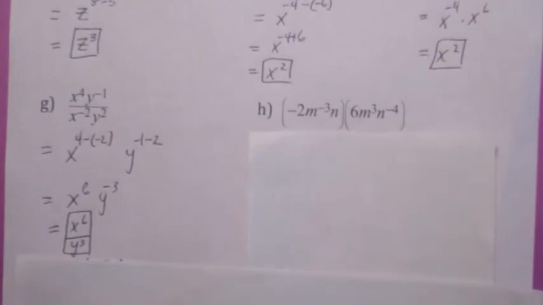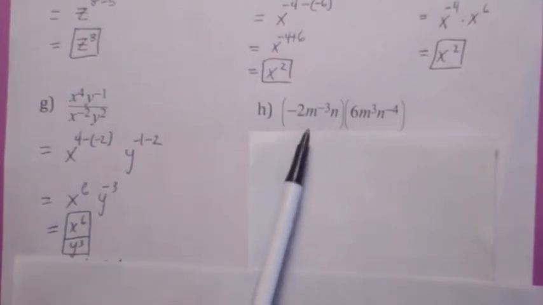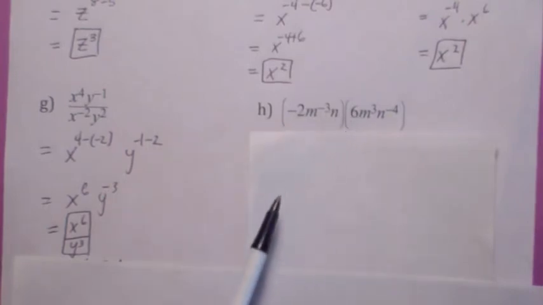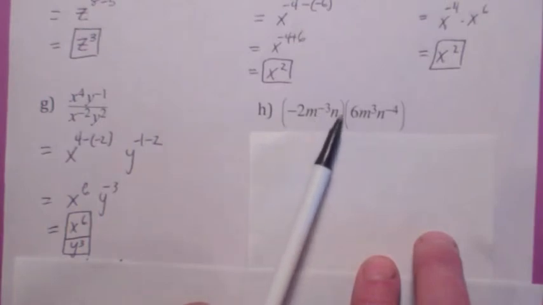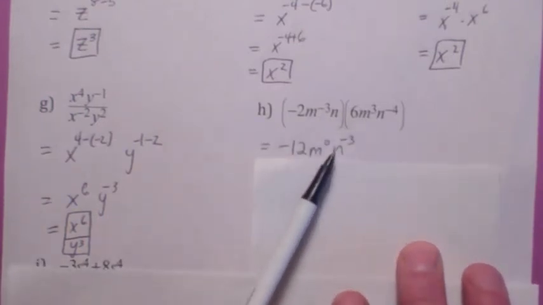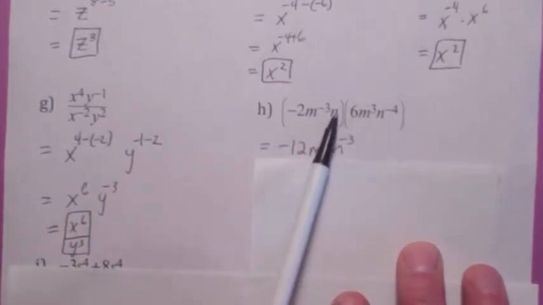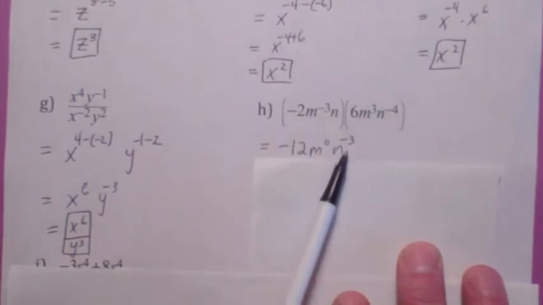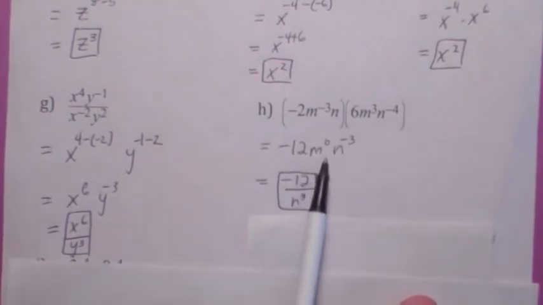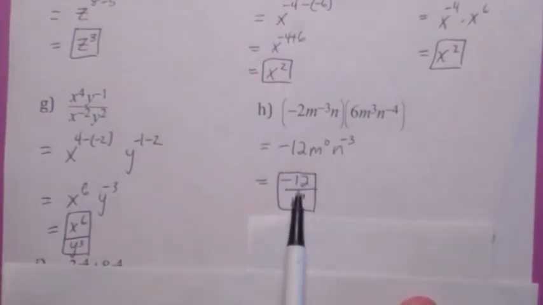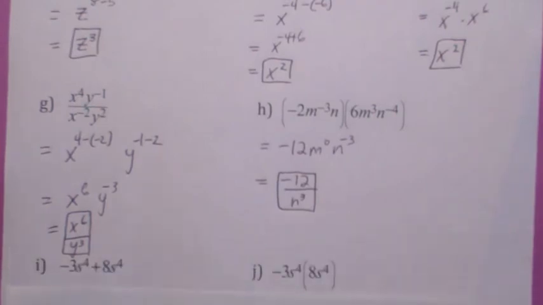Now this one, again, is similar to what we were looking at before. It looks complicated, but since everything's being multiplied, you could just look at each of these factors separately. Negative 2 times 6 is negative 12, right? M to the what? M to the 0, right? And n, remember, this is n to the 1. What's n to the 1 times n to the negative 4? It would be n to the negative 3. How would you write your final answer? Well, m to the 0 is just 1, so you can just drop it. You leave it as negative 12 over n to the 3rd.